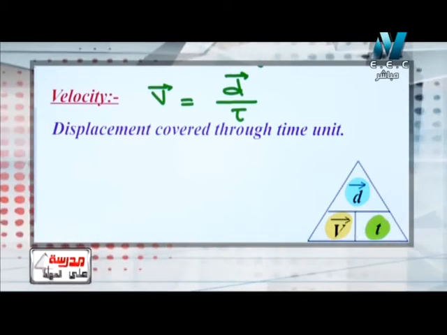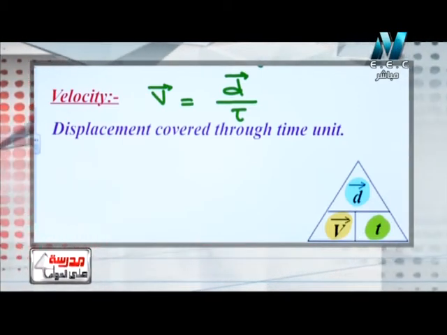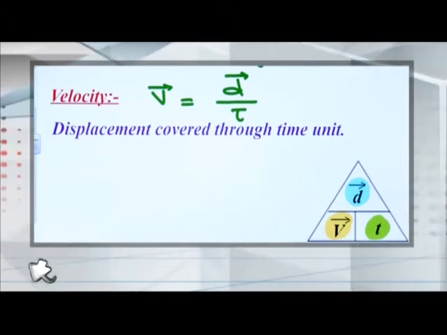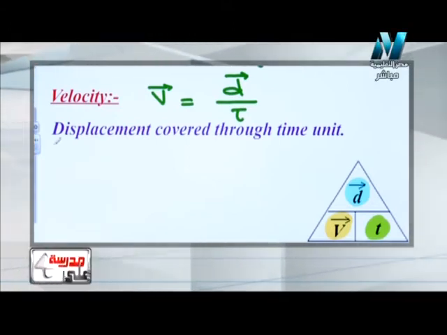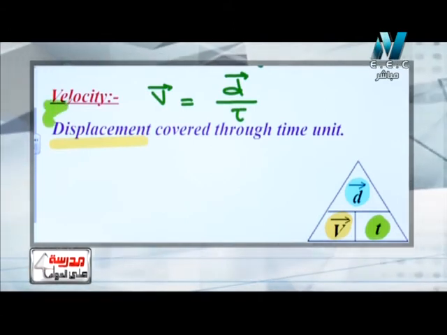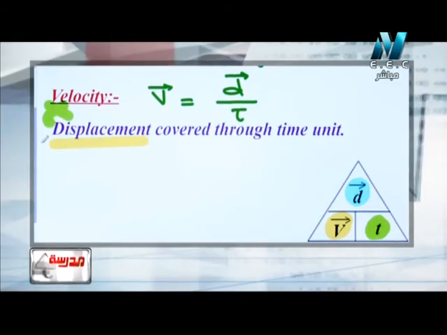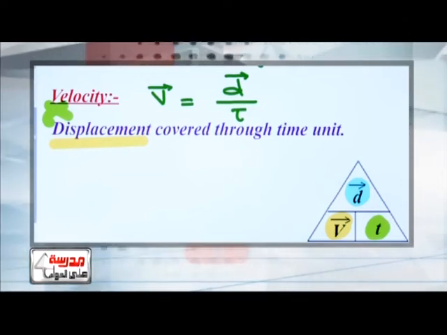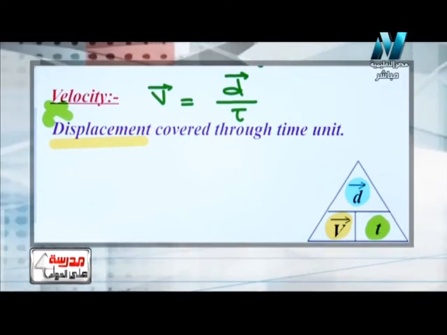If we want to calculate distance, we want to calculate speed. If you want to calculate displacement, you want to calculate what? Velocity. And we have a great difference between them, and we have to know this difference from the following examples.